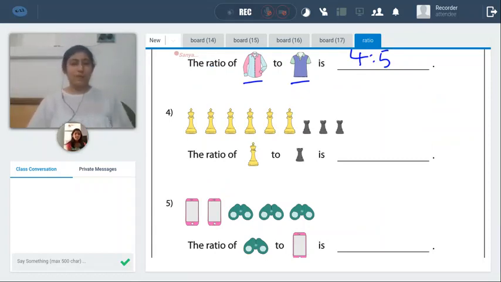Oh, very good. So, count it. It's 6:3. Very good. 6:3 or 6/3. There are three possible ways you can write it, either way. Now this one.